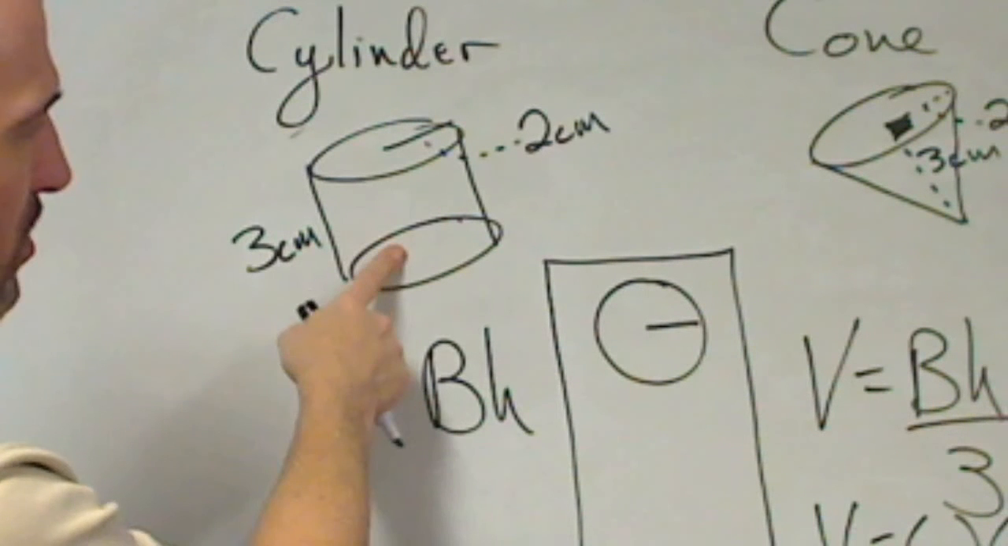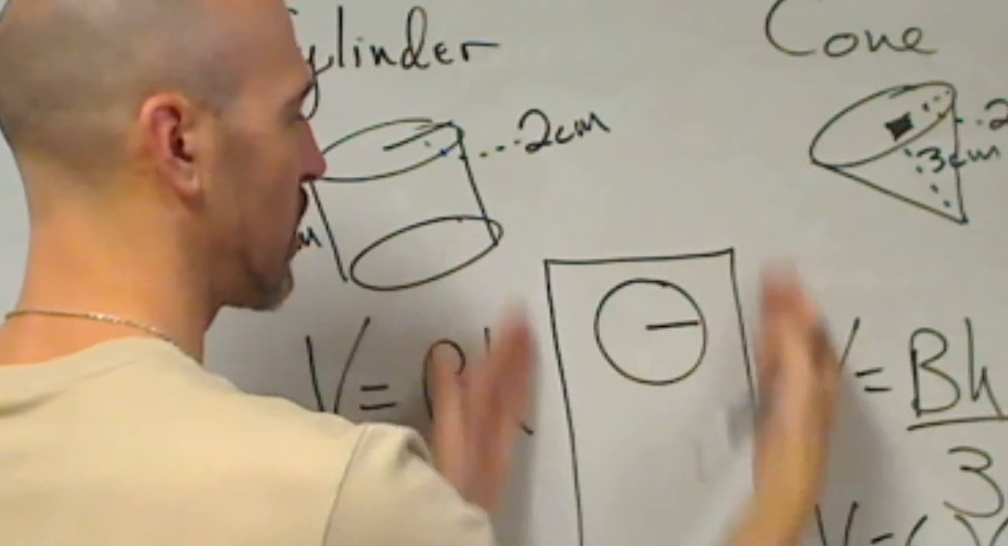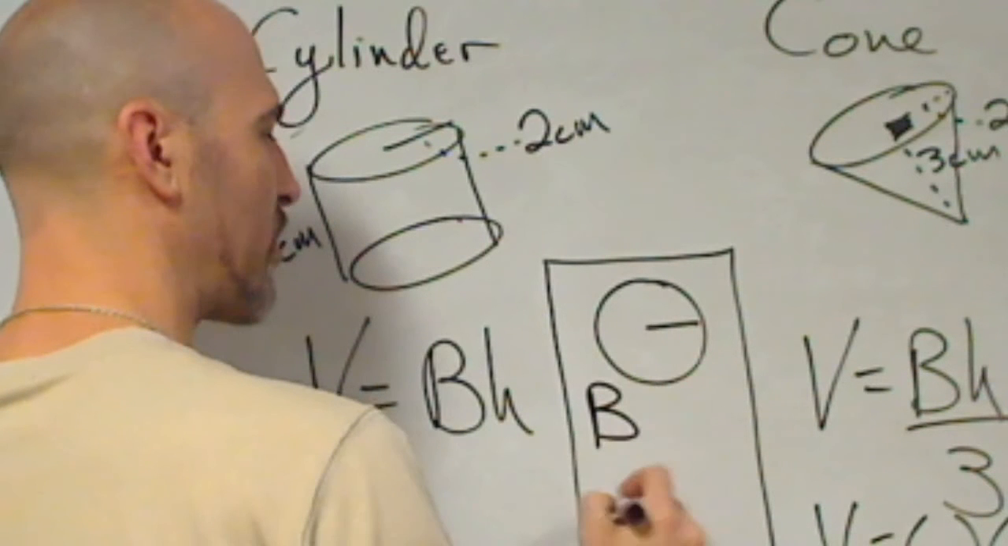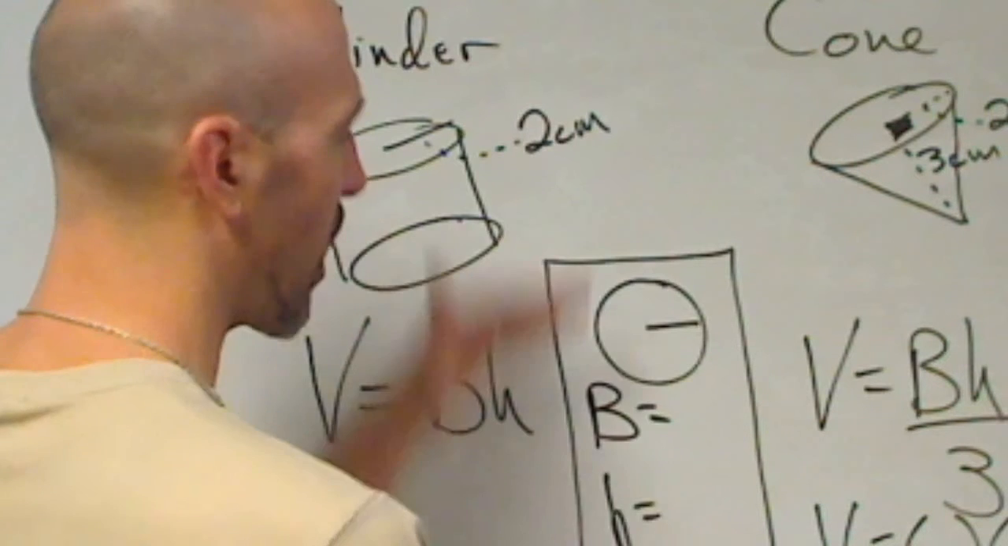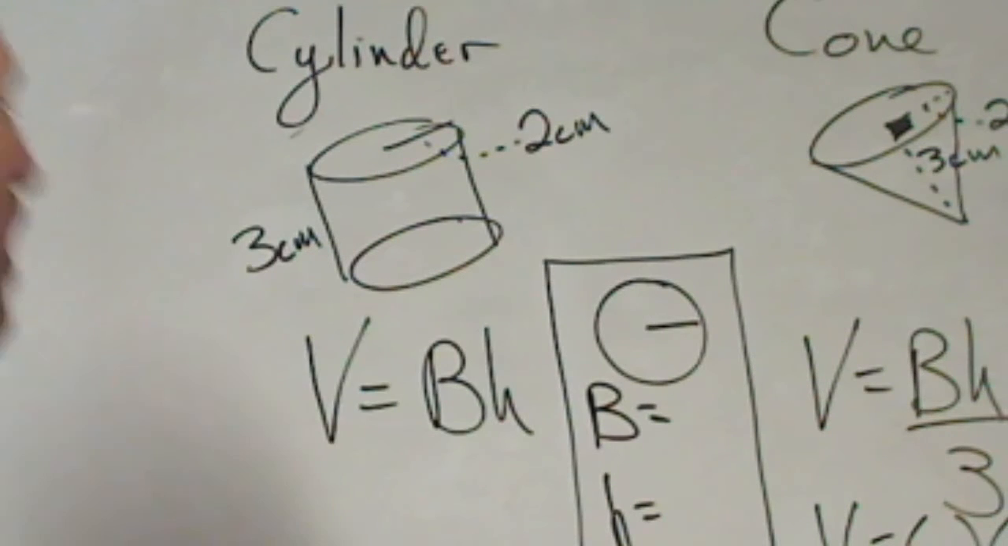Well, what is the base? The base is a circle. So what I do is I tell my kids to draw separately. Just make a little section where you draw the base. You find everything you need in that formula. So now everything is nice and organized in this box. Everything you need to put into the formula is right there. Nice and organized. So how do you find the area?